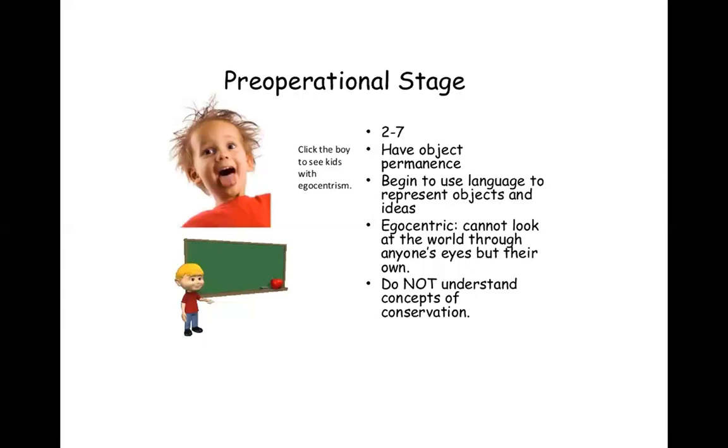So during this stage, they have object permanence. They know that all things exist while they are not in their sight. Here they use language to represent objects, means they use words to express their feelings. And egocentric means, okay, here during this phase the children are very egocentric. They don't think about others. They don't try to see things through anyone's eyes, but if they want something, they want something.